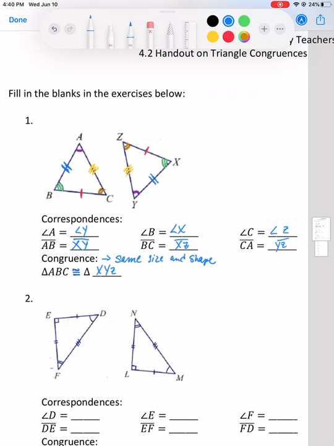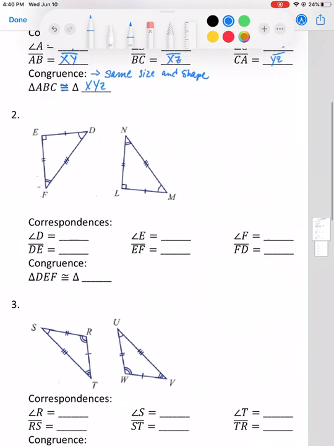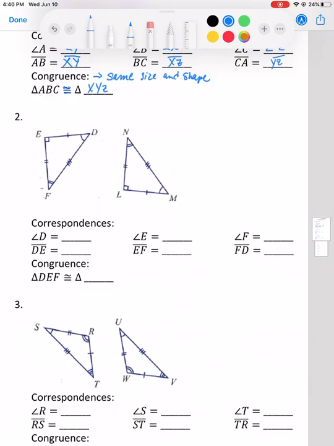Let's go ahead and go to number 2. Number 2 has similar ideas where we have 3 different marks for each side, 3 different marks for each angle, and you want to sort them out on these specific 2 triangles to say which angles are equal, which sides are equal, and then write a congruent statement. Okay, so go ahead and pause the video and try it out. Okay, now that you've resumed the video, hopefully you have all of the correct correspondences.